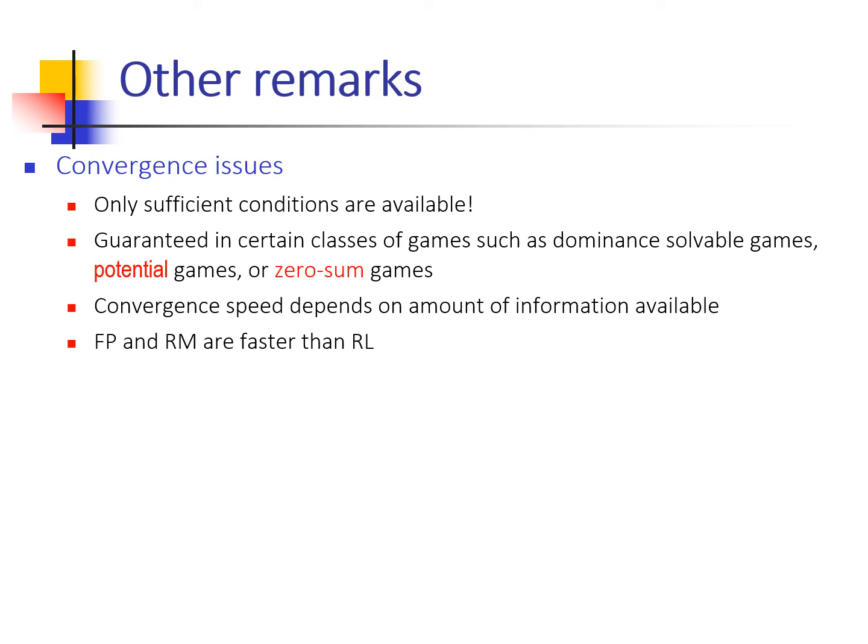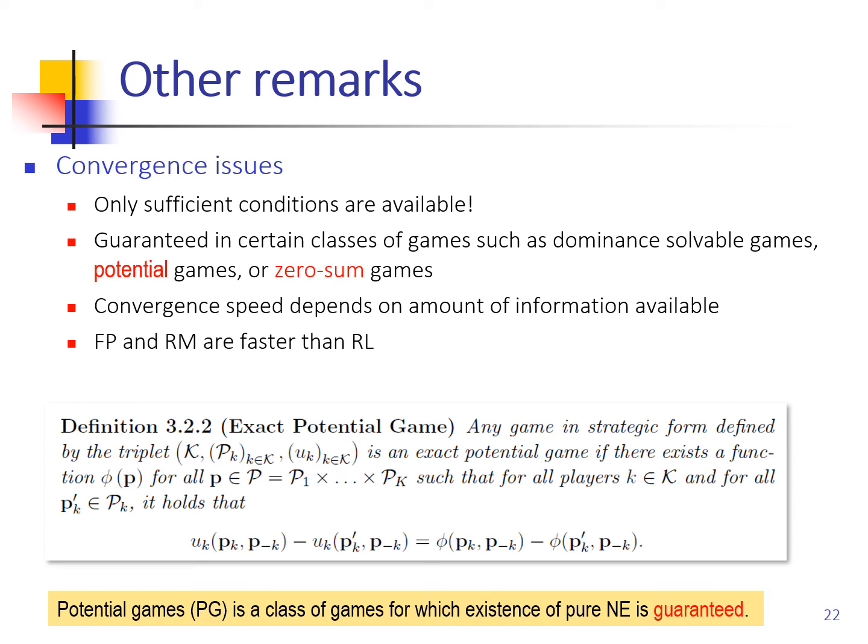Okay. In addition, convergence speed depends typically on the amount of information that is available to the agent, right? So for instance, fictitious play and regret matching are faster than reinforcement learning. Faster because we made the strong assumption that the agents observe all the actions of all the other players. Obviously, the convergence is much faster. But in practice, this is not the case. So I said that potential games are very popular in wireless communication.